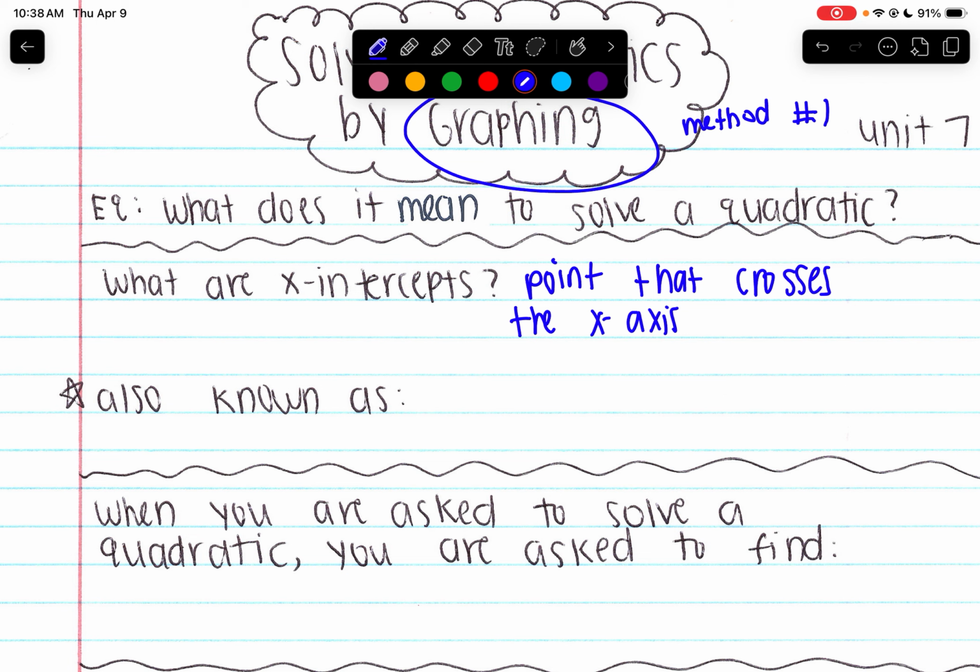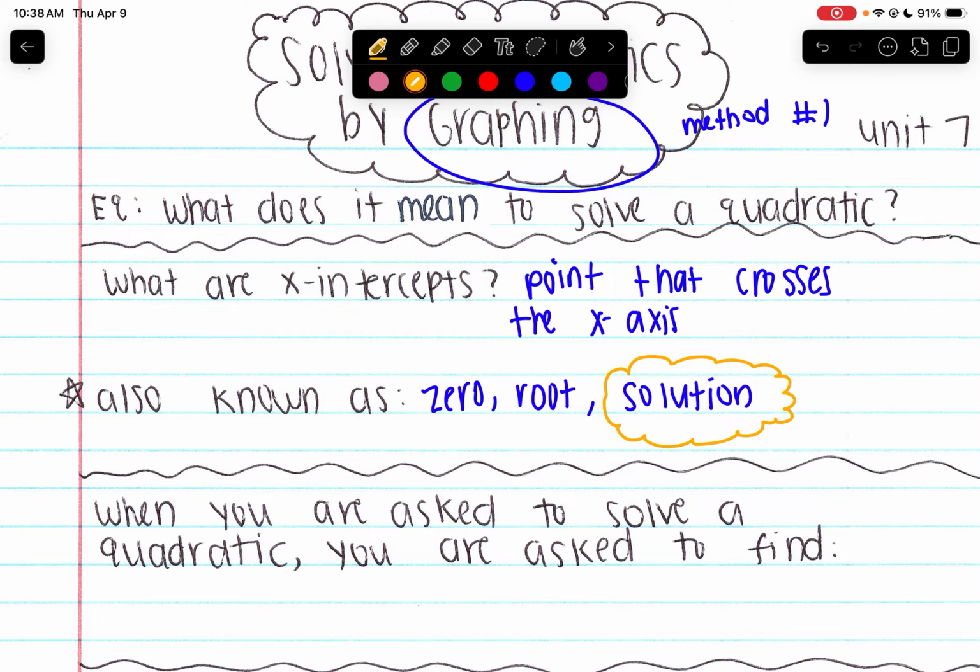As a reminder, x-intercepts are also known as zeros. They're also known as a root or roots, but also the word solution. Now we're going to be seeing this word quite a bit. So solution is important to us because we will be seeing it asked for frequently. And we just have to remember that just means we're solving for x-intercepts.